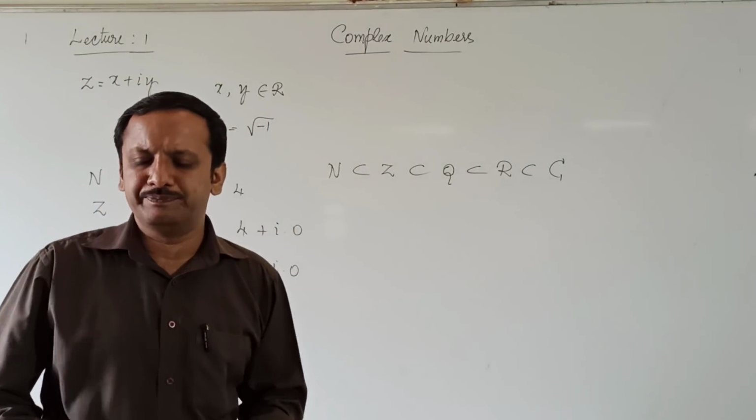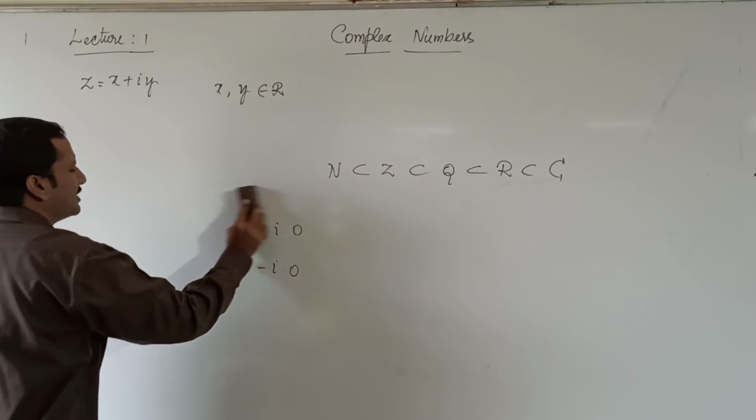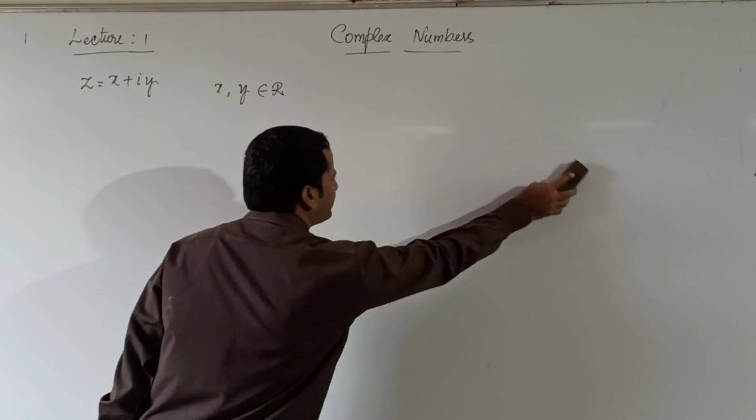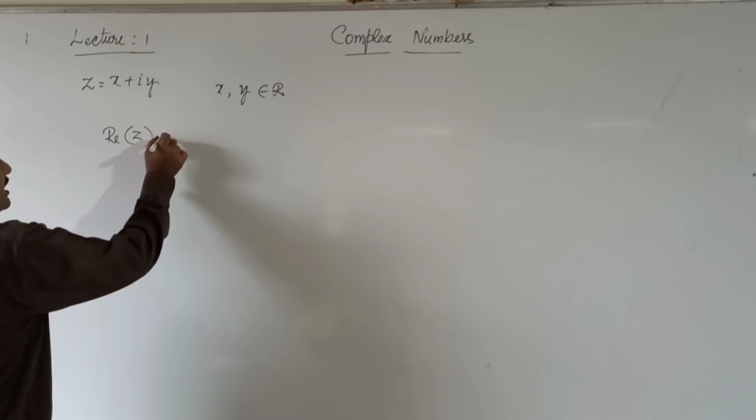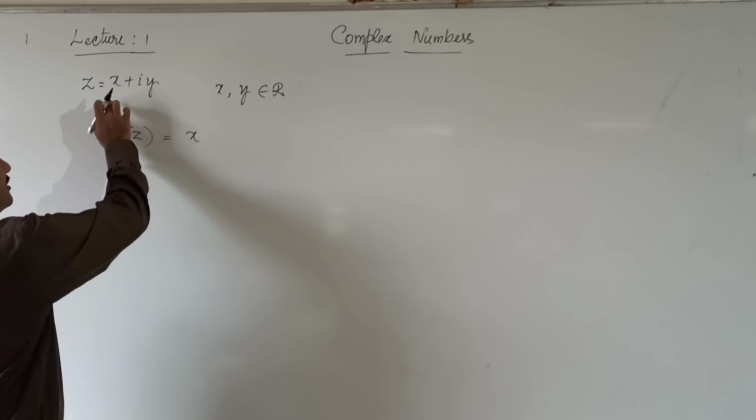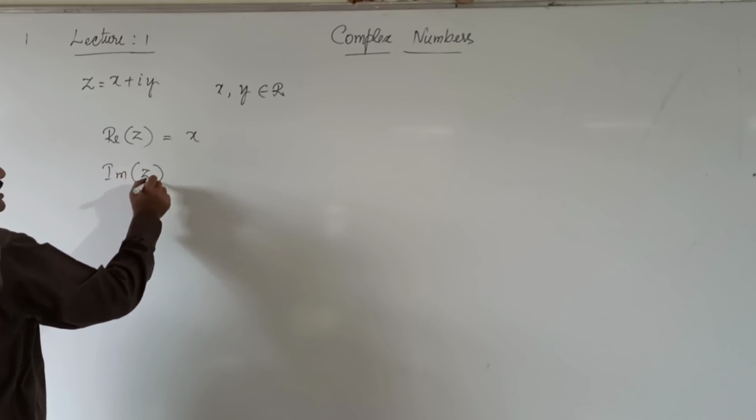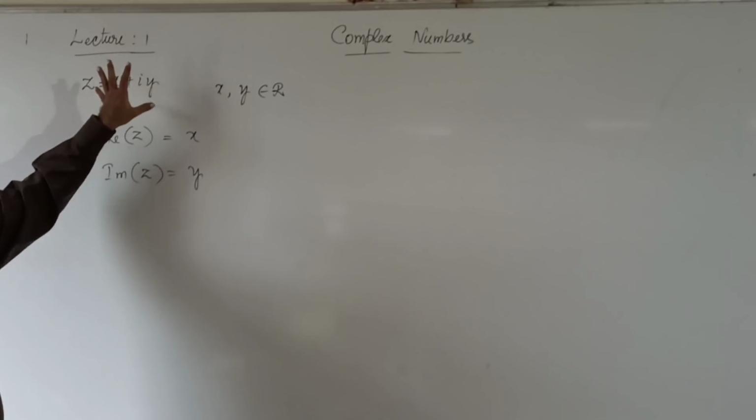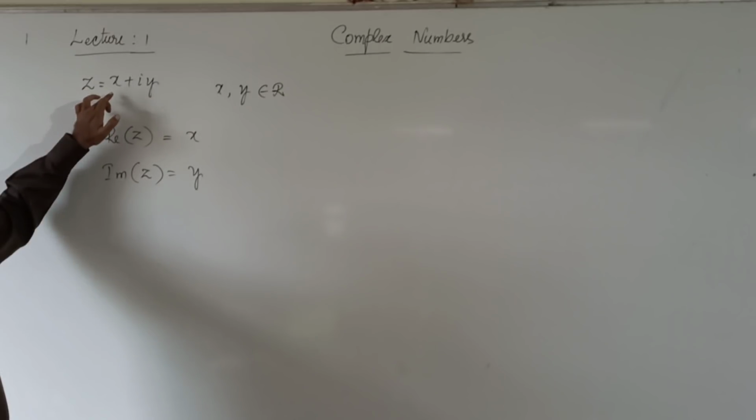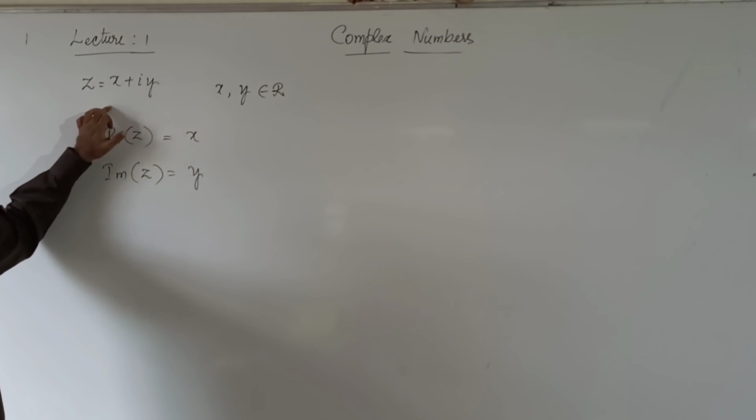Okay. Now, in this complex number, when I write z is equal to x plus iy, here x is called the real part of z. Real part of z is denoted by Re of z. This is equal to x. Real part of z is x. And we call y the imaginary part of z. Imaginary part of z is equal to y. In the complex number x plus iy, x is called the real part and y is called the imaginary part of this complex number. Okay.